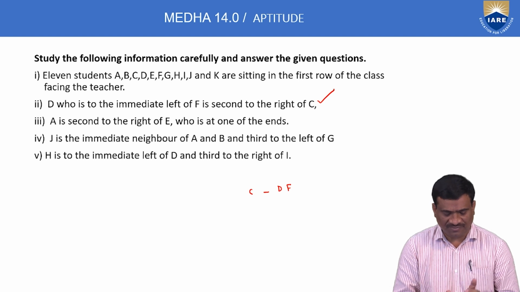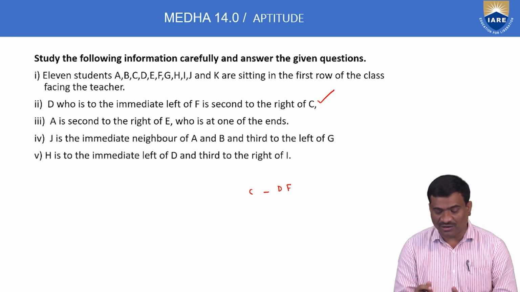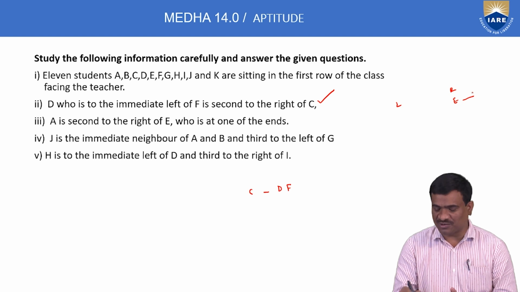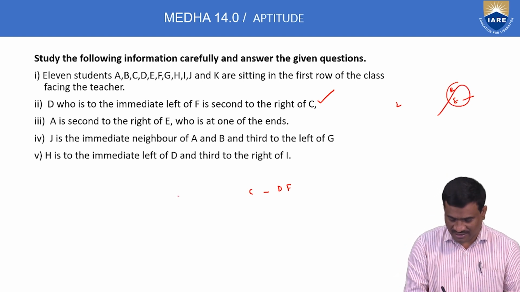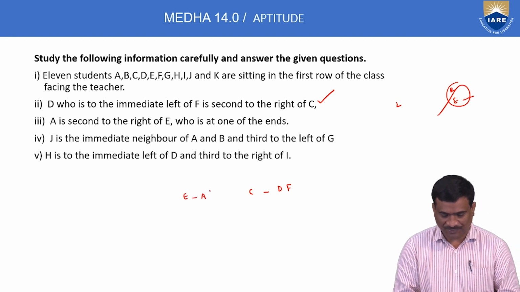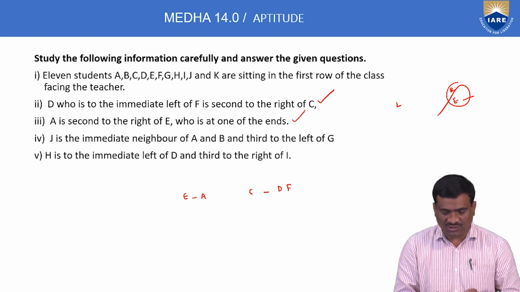Second statement, A is second to the right of E, who is at one of the ends. At the left end or the right end. Suppose E is at the right end. The next place is not possible. Then A is not at the right end. A is possible only at the left end. This position is E, and second right is A. This point is called A. The second and third statements are also completed.